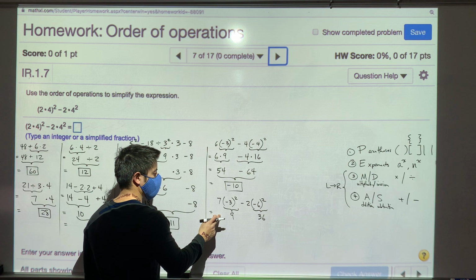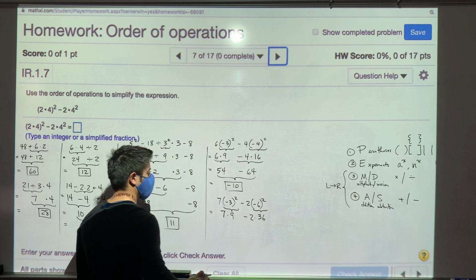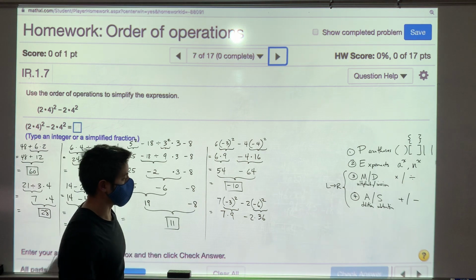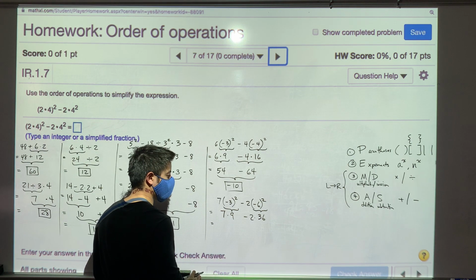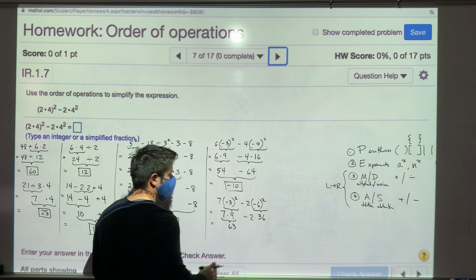It'd be 7 times 9. Good. Minus 2 times 36. Exactly. Good. So notice how these two problems parallel each other. Now, what comes next? Multiply. Good. What are you going to multiply? 7 times 9. Great. What did you get? 63. Great. Good. How about the other one?